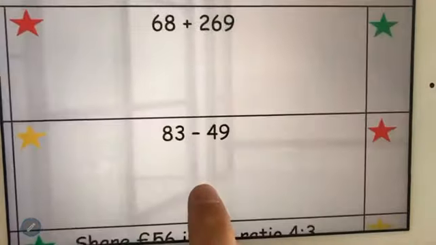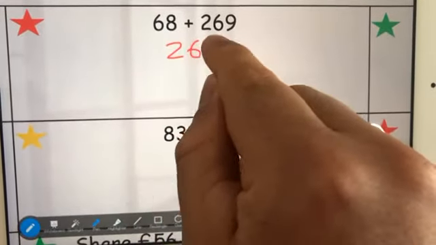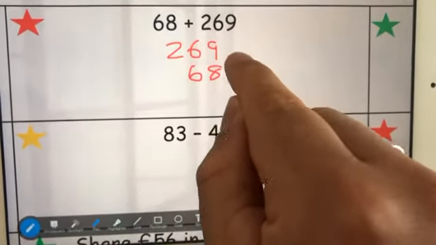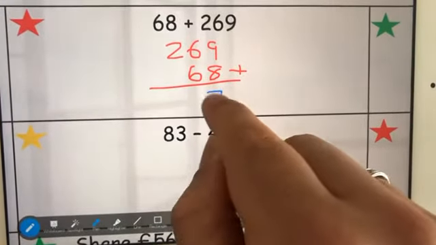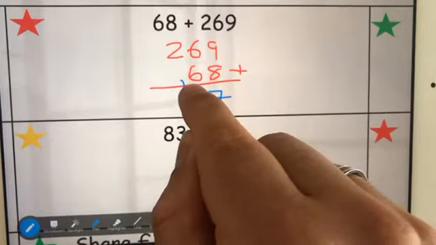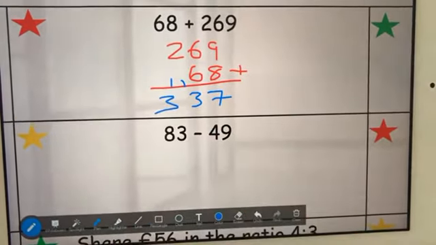Next one. 68 plus 269. 269, 68. Add them together. 9 plus 8 is 17. 6 plus 6 plus 1 is 13. And 1 plus 2 is 3. So my answer is 337 for 1 point.